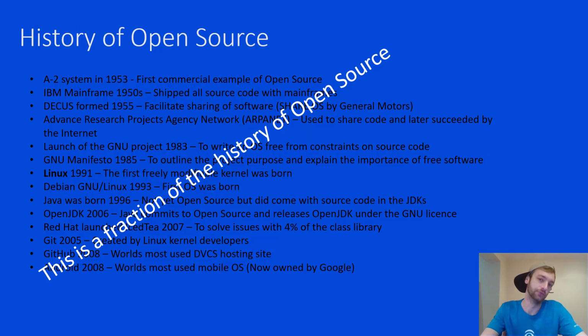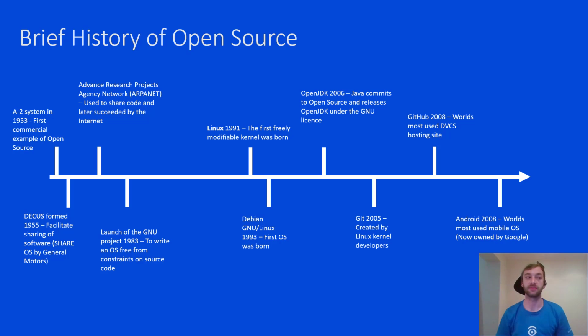So, a bit of a history of open source. Open source has a very long history, and this is only a small fraction of that. I've tried to map out some of the big things I see have made a big impact in the open source community. For example, the A2 system in 1953 was the first example I could see of a commercial open source system. Essentially, the company shipped its source code with its product and asked for feedback. A little bit different to GitHub issues, because back then I suppose they would have had to write it on pieces of paper and put it in the post, so a much longer process. But this is the first example of this happening.